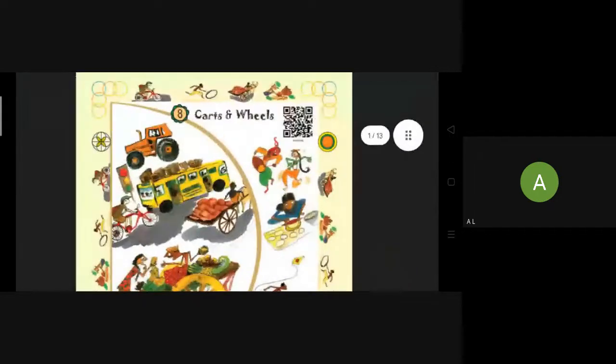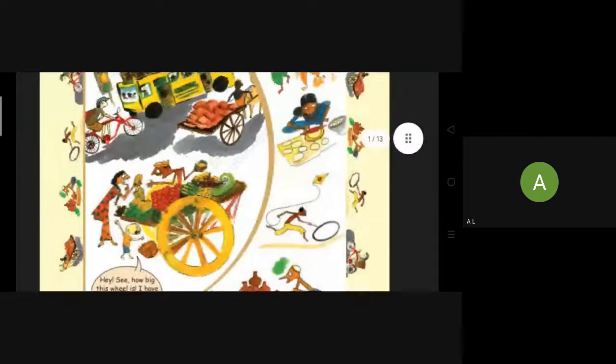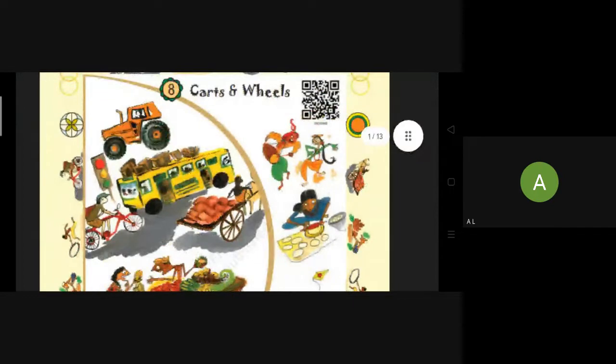Your lesson number 8, cars and wheels. Hey, see how big this wheel is. I have never seen a wheel like this. So here are many types of round shapes. We are seeing the signal lights, the wheels of tractor, wheels of bus, wheels of bullock cart, wheels of cycle.